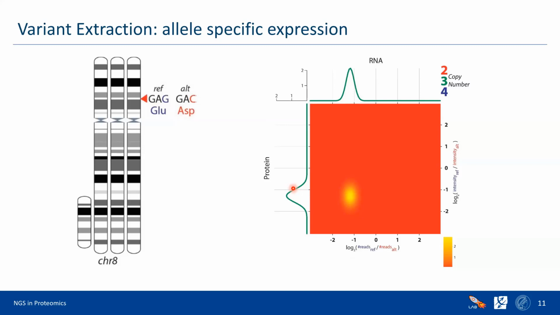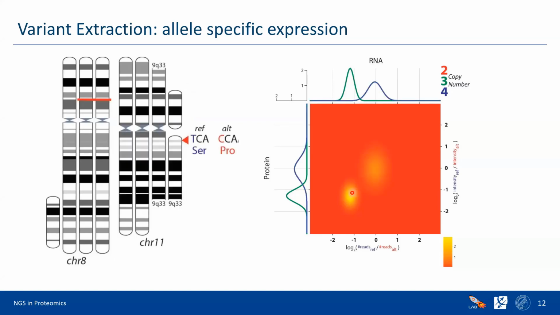peptides translate these changes. And we also see that in this case, the ratio of peptide intensities is also around -1, and we see that proteomics totally agrees with transcriptomics and with genomic information.